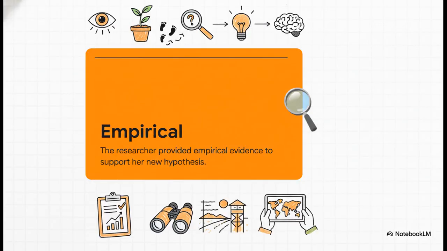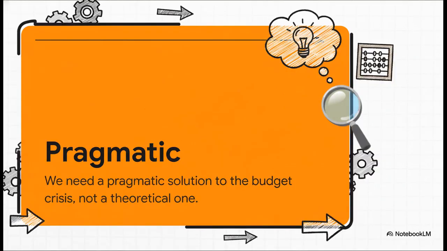All right, the hypothesis is new, so she's going to need some solid proof. We can infer that she needs evidence that's based on real-world data or observation, not just some idea. The perfect word here is empirical, which means based on observation or experience. Oh, this sentence practically gives us the answer. That not a theoretical one is a massive clue. What's the opposite of something theoretical? Well, something that's sensible, realistic, and practical. And that's our word, pragmatic, which means dealing with things in a sensible and realistic way.